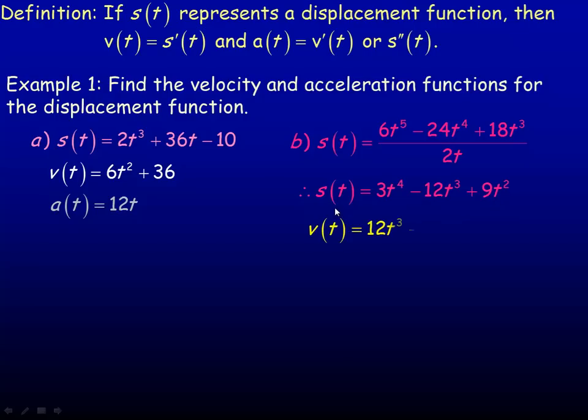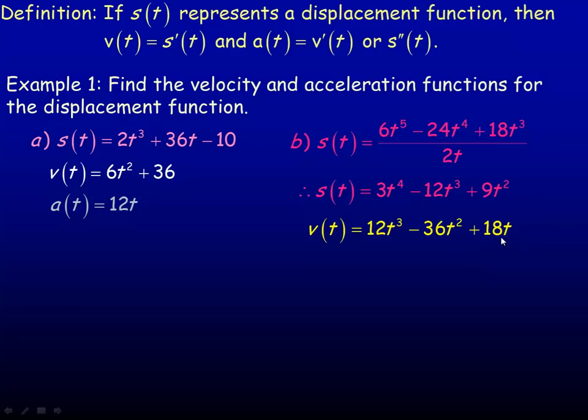So we would differentiate this to get the velocity function. The derivative of 3t to the 4th is 12t cubed. Derivative of negative 12t cubed: 3 times negative 12 is negative 36. Subtract 1 from the exponent. And the derivative of 9t squared: 2 times 9 is 18. t squared reduces by 1 to give t to the first.